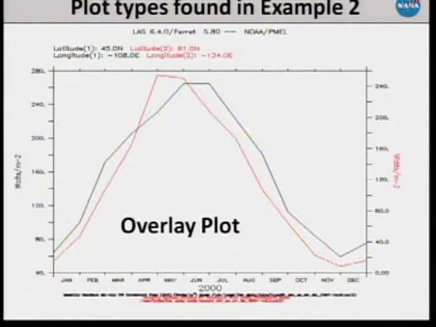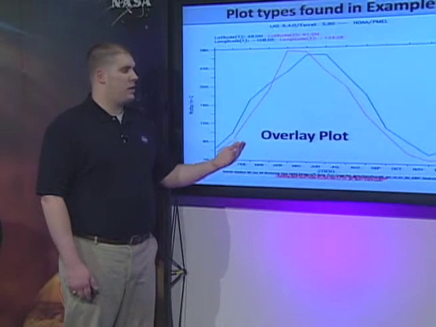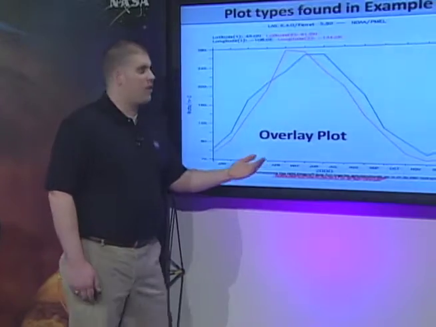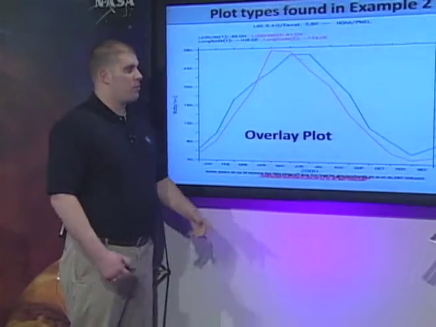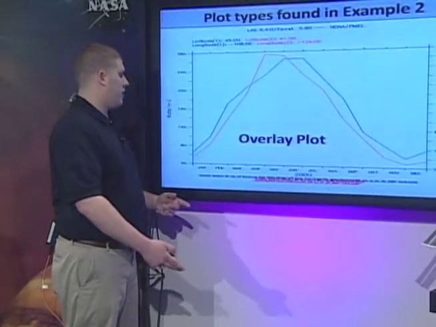Real quick, we want to point your attention to the two different types of plots that we have. In this particular one, this is an overlay plot, as you see right here. In overlay plots, there'll be two different lines. In this particular lesson, one of your lines will be your place in Sheridan, Wyoming, and the other will be in Alaska.